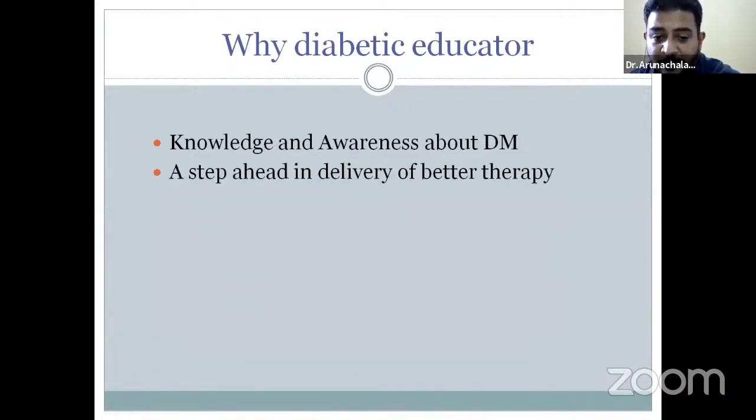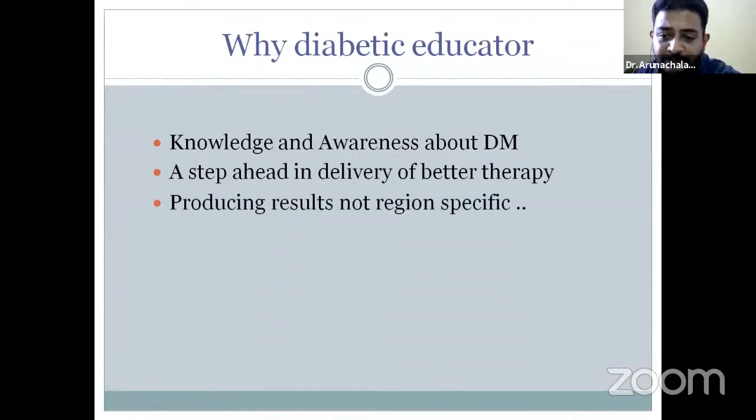Next is, we are going a step ahead of what we are currently providing as physical therapy to patients. We are going one step ahead in better physical therapy delivery when we attend to the diabetes part of the patient. So you will be showing yourself as a different physical therapist from the other physical therapists, producing results that are not region specific.